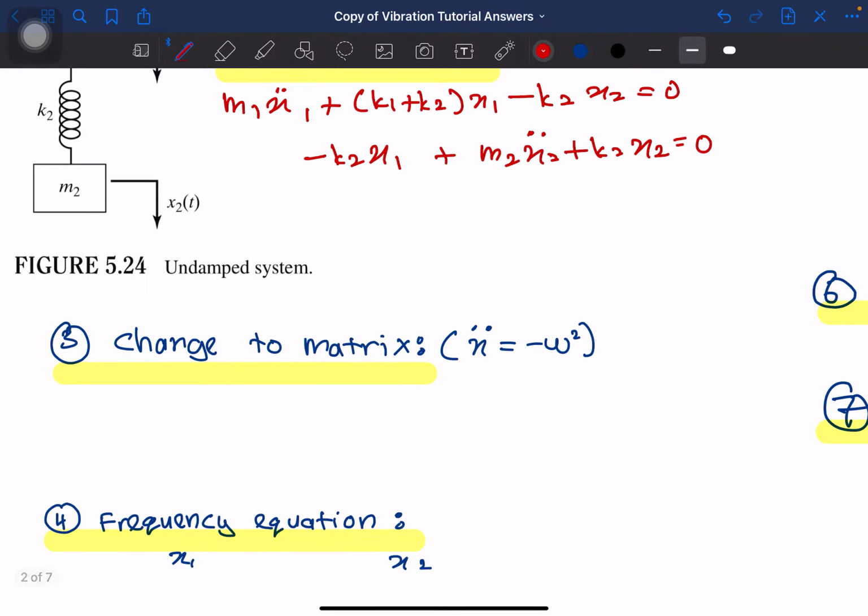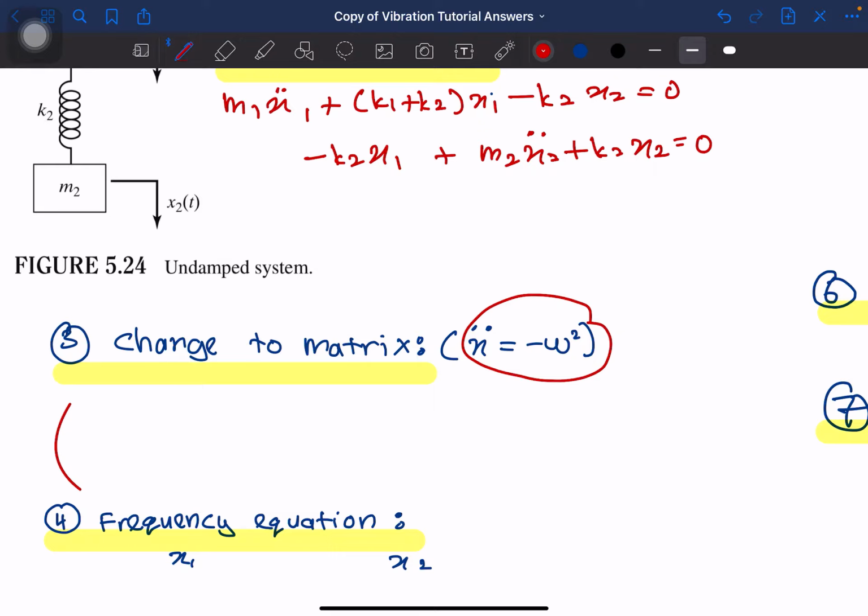Now that we've rearranged, we are going to insert it into a matrix. How do we do this in matrix form? Whatever is x1, I'm going to put on the left side. This is x1 over here. As I put it in the matrix, if you have anything with a double dot, straight away change it into negative omega squared.